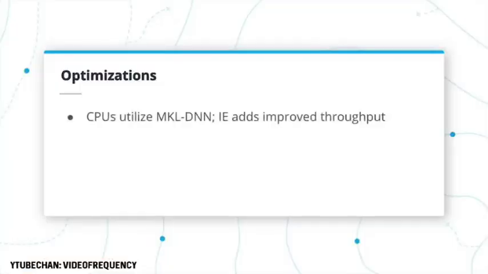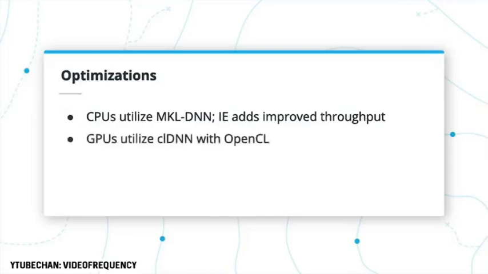CPUs, for instance, rely on the Intel Math Kernel Library for Deep Neural Networks, or MKL-DNN. CPUs also have some extra work to help improve device throughput, especially for CPUs with higher numbers of cores. GPUs, meanwhile, utilize the Compute Library for Deep Neural Networks, or CLDNN, which also uses OpenCL within it.